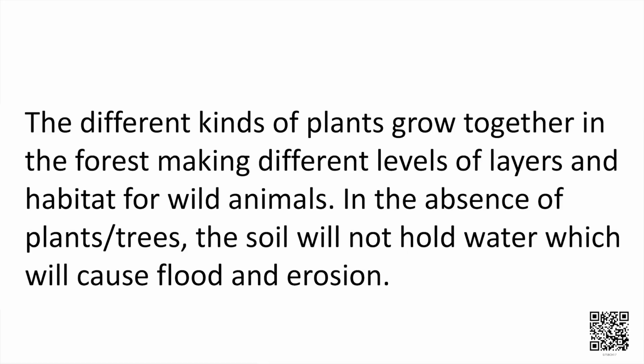On the other hand, if trees are not present, rain hits the ground directly and may flood the area around it. Now heavy rain may also damage the soil. Roots of trees normally bind the soil together, but in their absence, the soil is washed away or eroded. The different kinds of plants grow together in the forest, making different levels of layers and habitat for wild animals. In the absence of plants and trees, the soil will not hold water, which will cause flood and erosion.